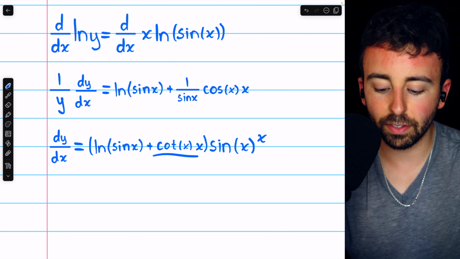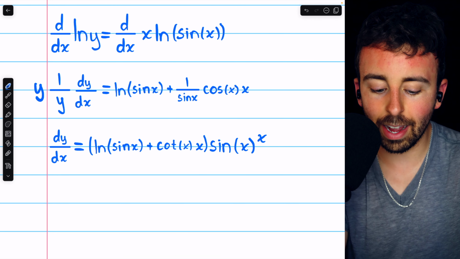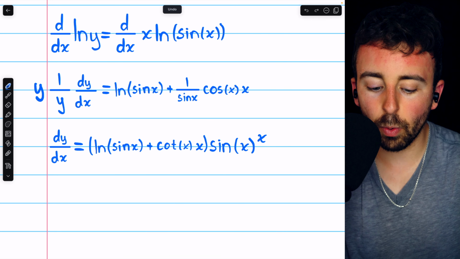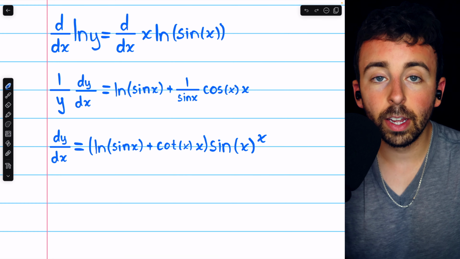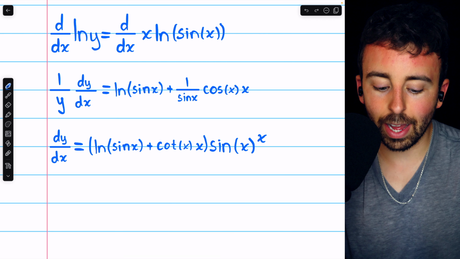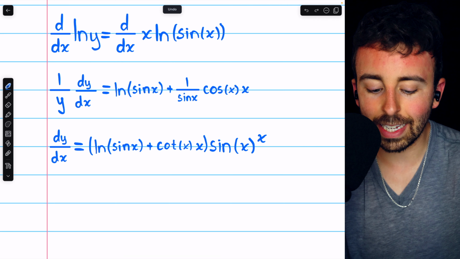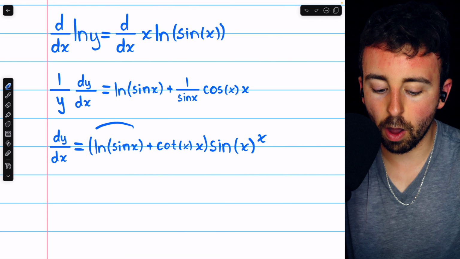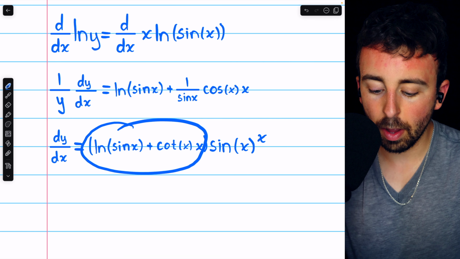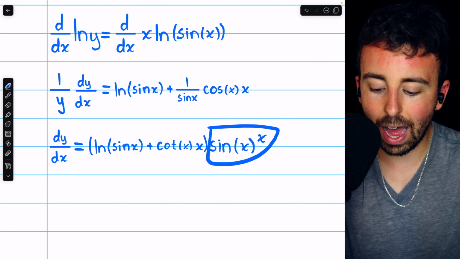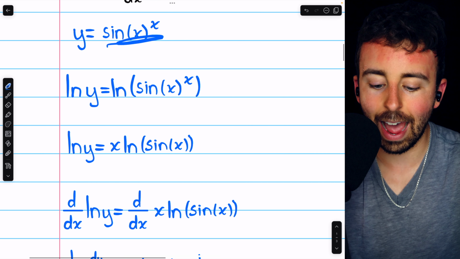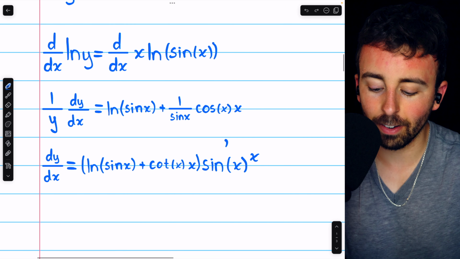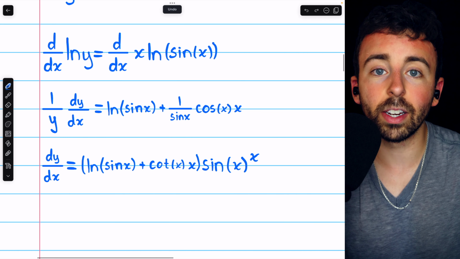Now the last thing we have to do is multiply both sides by y. That way, on the left side, we're going to have dy dx all by itself. So after multiplying both sides by y, on the left, we just have dy dx. On the right, we have all of this, same as before, but then multiplied by y. Y, of course, we know is sine of x to the x. That's why we see that there. Sine of x to the x, that's what y is.